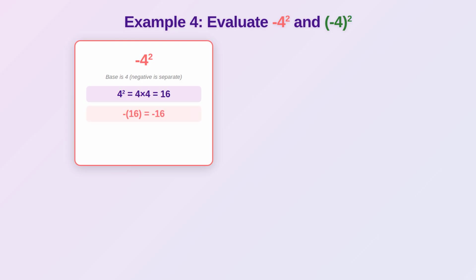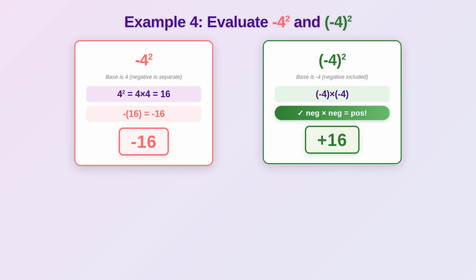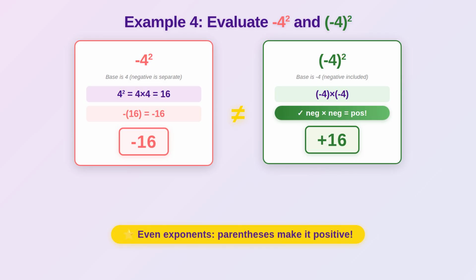-4 squared without parentheses, base is 4. 4 squared is 4 times 4, which is 16. Apply the negative, -16. Now, -4 in parentheses squared. Base is -4. -4 times -4, 4 times 4 is 16, and negative times negative is positive. So the answer is +16. Once again, different answers. -4 squared is -16, but -4 in parentheses squared is +16. Even exponents always flip that negative to positive when the negative sign is inside the parentheses.